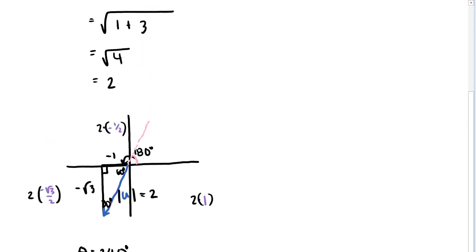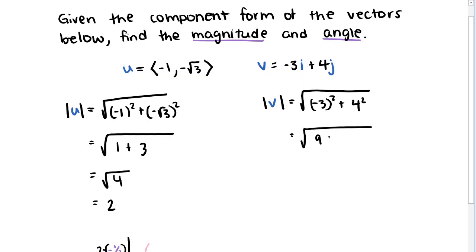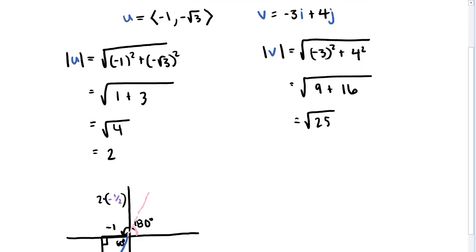Okay, so now let's look at this next example. Here we have a vector in component form, in terms of the length 1 vectors i and j. We can again use the Pythagorean theorem to find the magnitude of v. This is the square root of -3 squared plus 4 squared, which gives us the square root of 9 plus 16. This is the square root of 25, and the square root of 25 is just 5. So we've got the magnitude of our vector v.